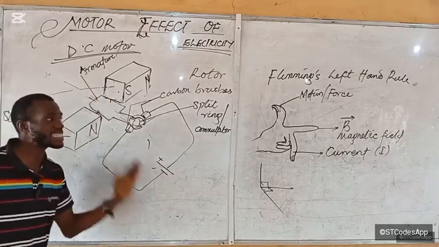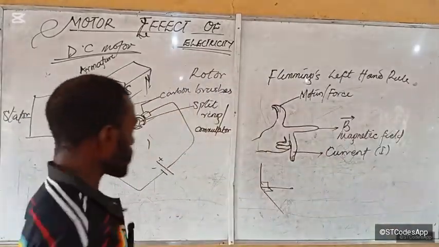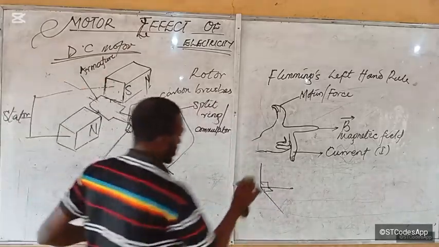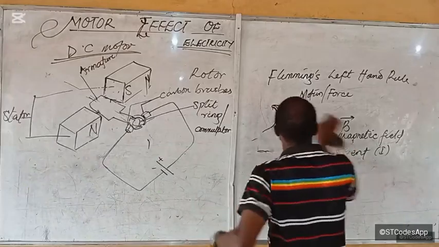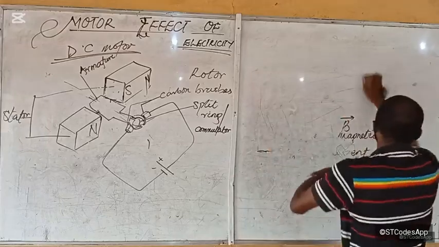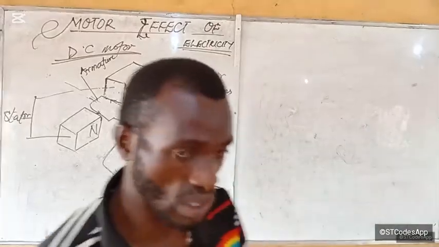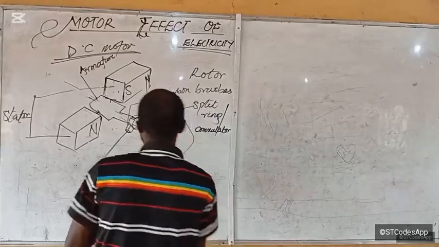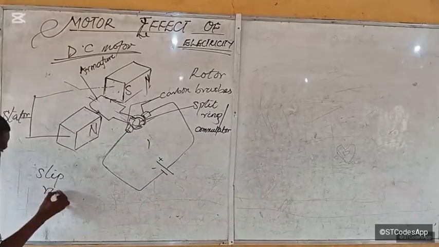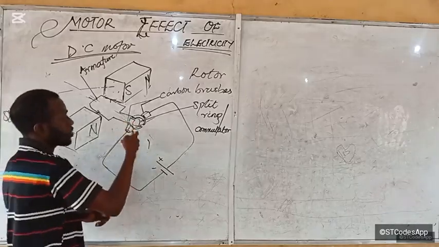So that is the way a DC motor works. Now, there was something I forgot to mention. So you understand how a DC motor works now. There's also the AC motor. Is that okay? Now, to make an AC motor, what we do is we change the split ring to a slip ring. We change this split ring to a slip ring. Two slip rings, rather. One will be connected here, the other will be connected here.